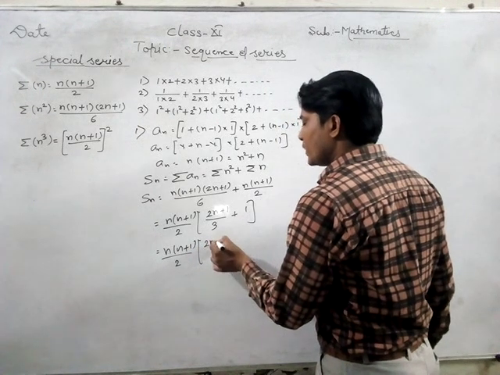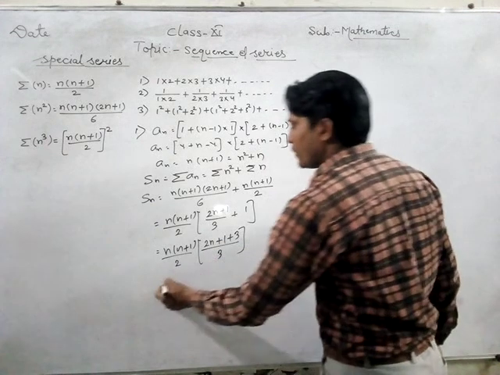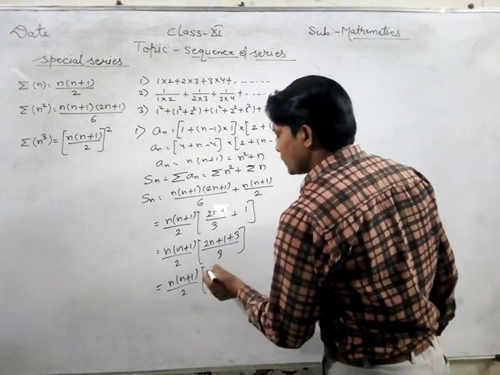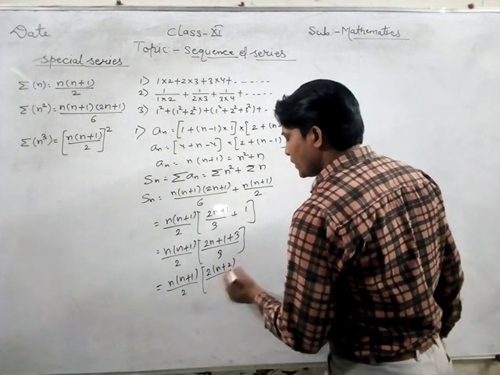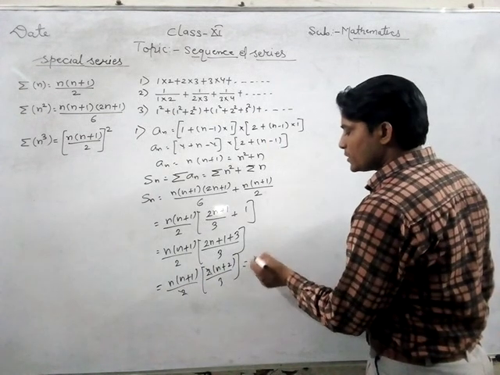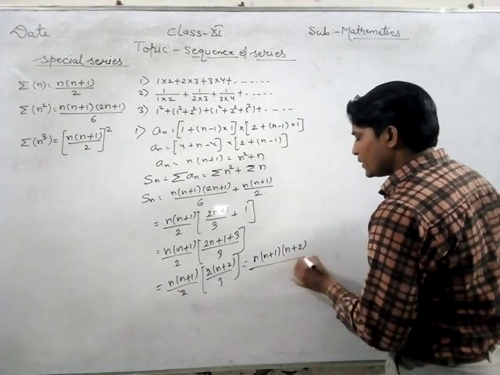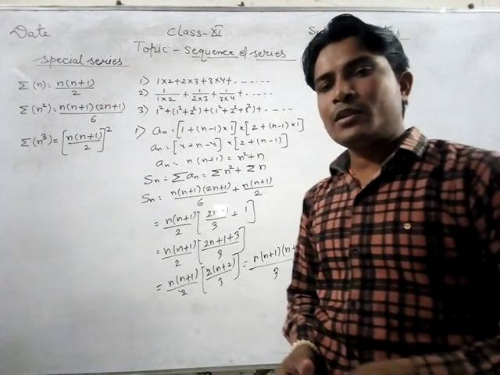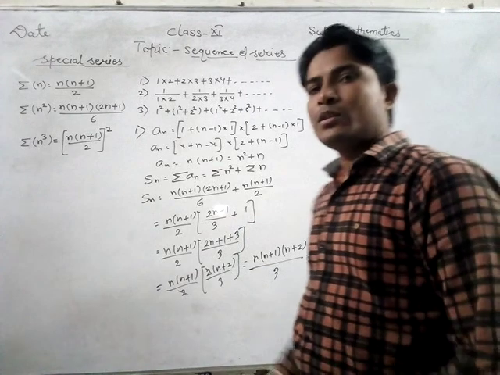So there is 2n plus 1 plus 3 divided by 3. Finally we get n into n plus 1 divided by 2, and here 2 is common, so n plus 2 divided by 3. The 2 and 2 cancel out, so what is the final answer? n into n plus 1 into n plus 2 divided by 3. So finally our answer is n into n plus 1 into n plus 2 divided by 3. I hope you understood this question.